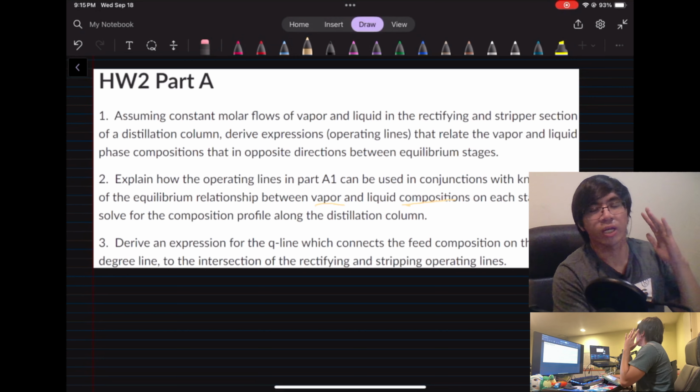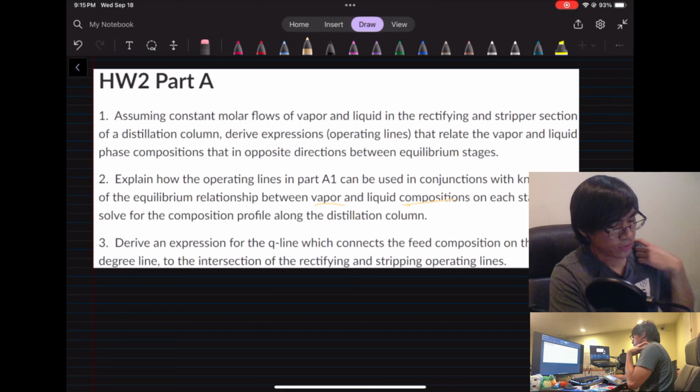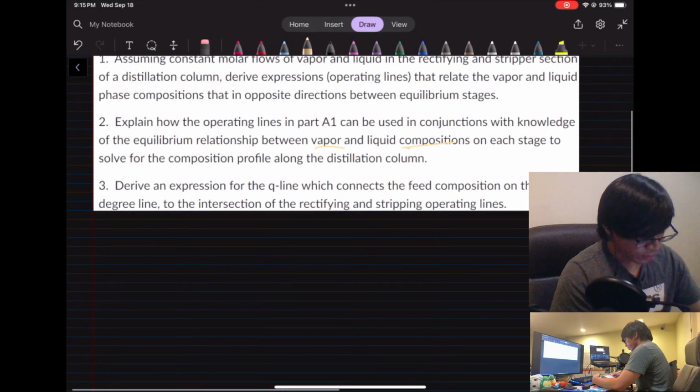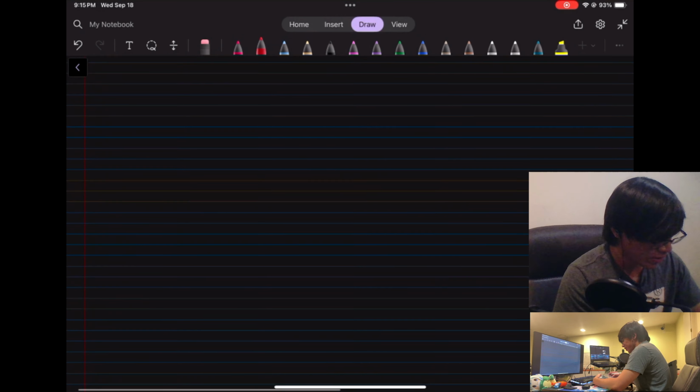have our operating lines, and the Q line connects the 45-degree line on a binary XY diagram to the intersection of our two operating lines. So we'll just jump in here. Just like usual, I'll go ahead and start drawing.